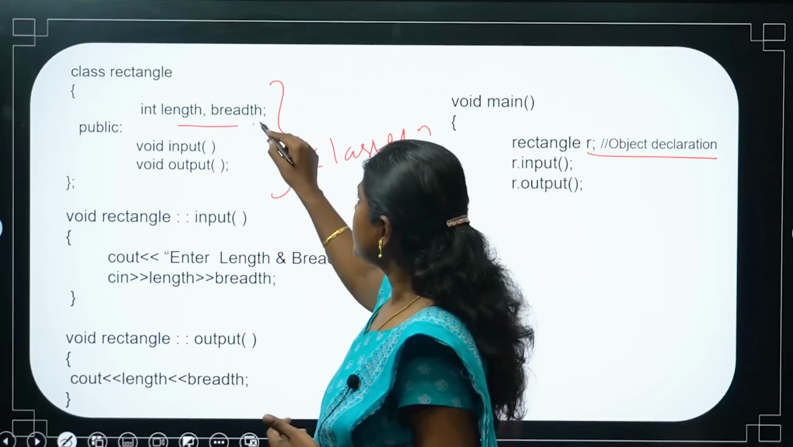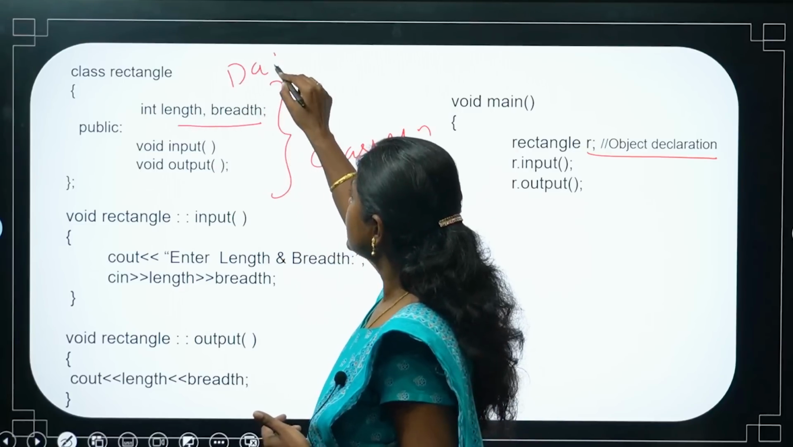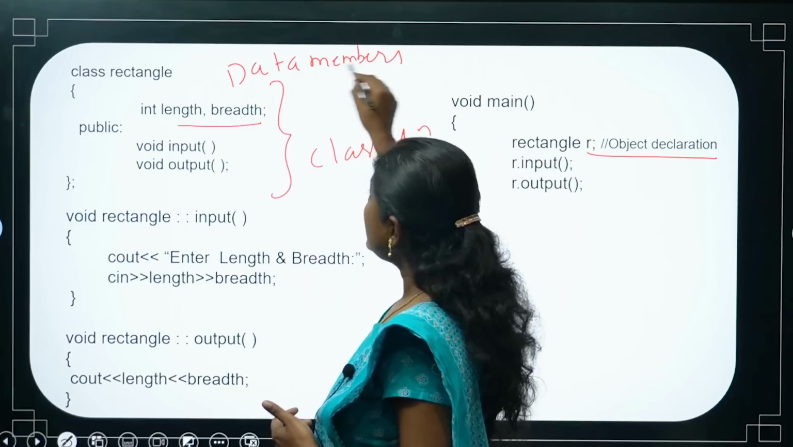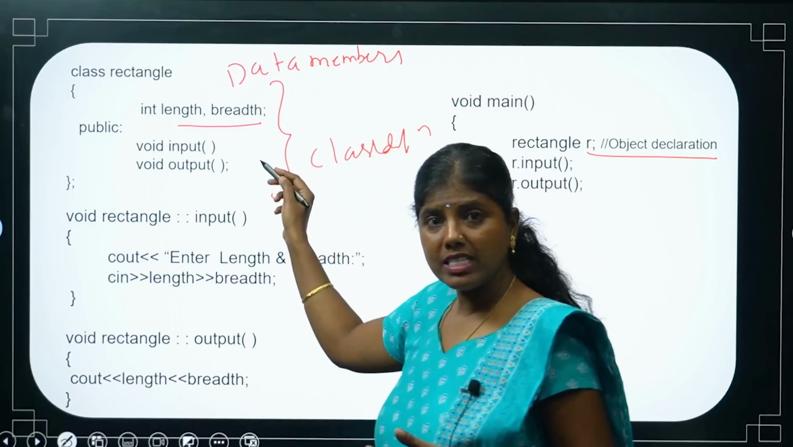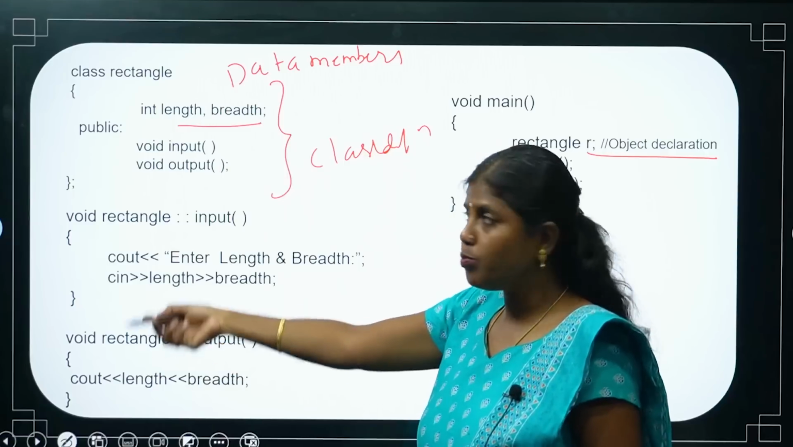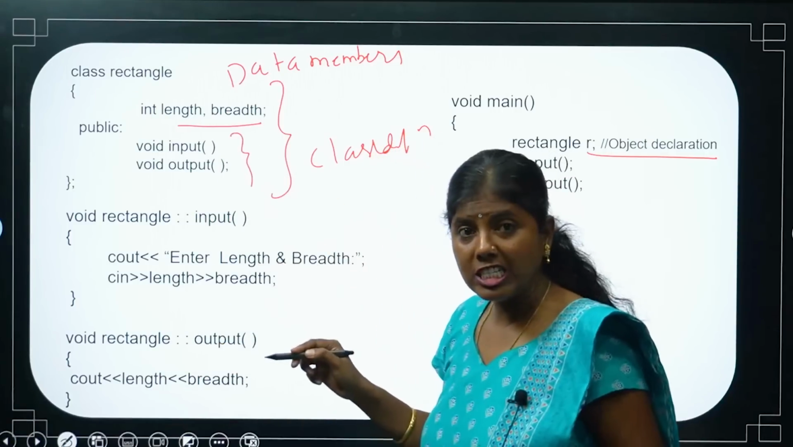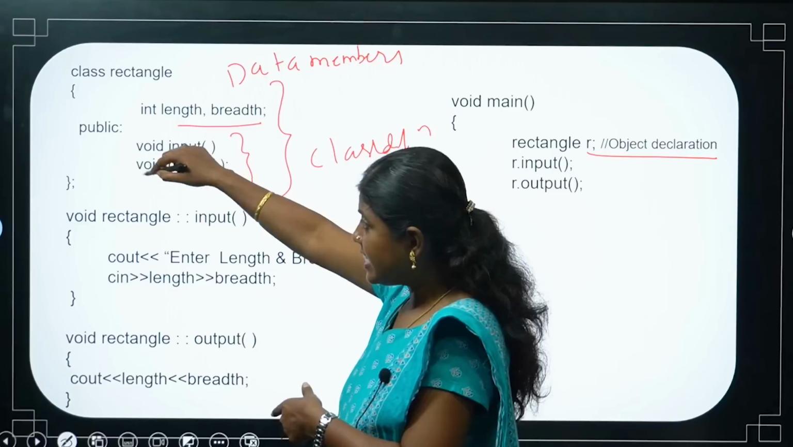These 2 are what? Data members. I'm making the point very clear to you. These 2 are data members. They'll give you, you have to just put it under int or float or something. These 2 are member functions which can be defined inside the class.